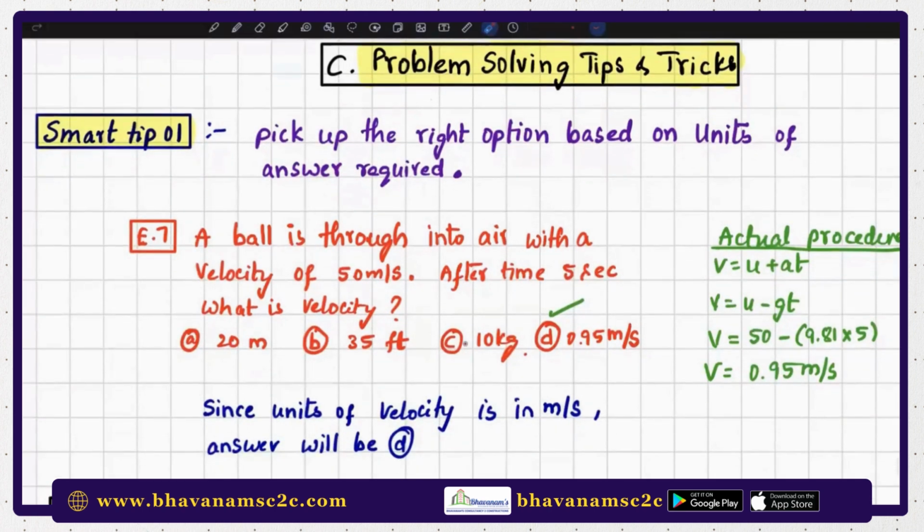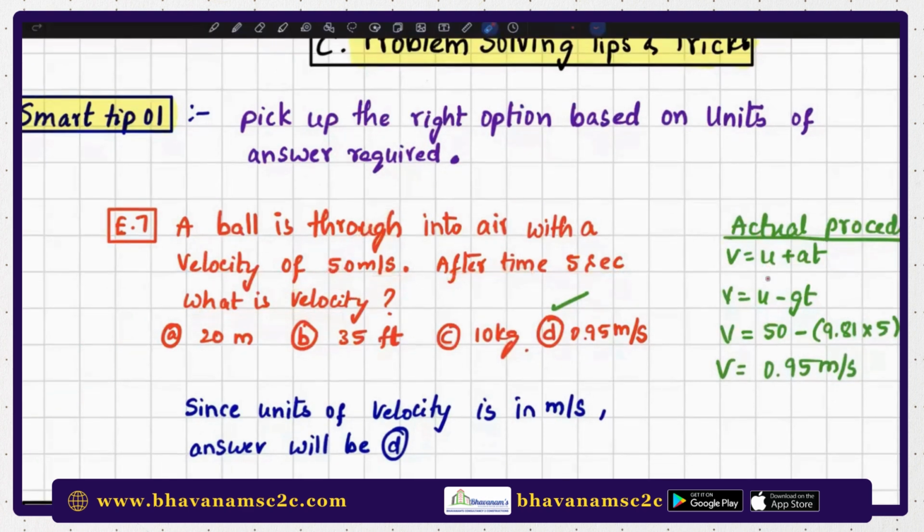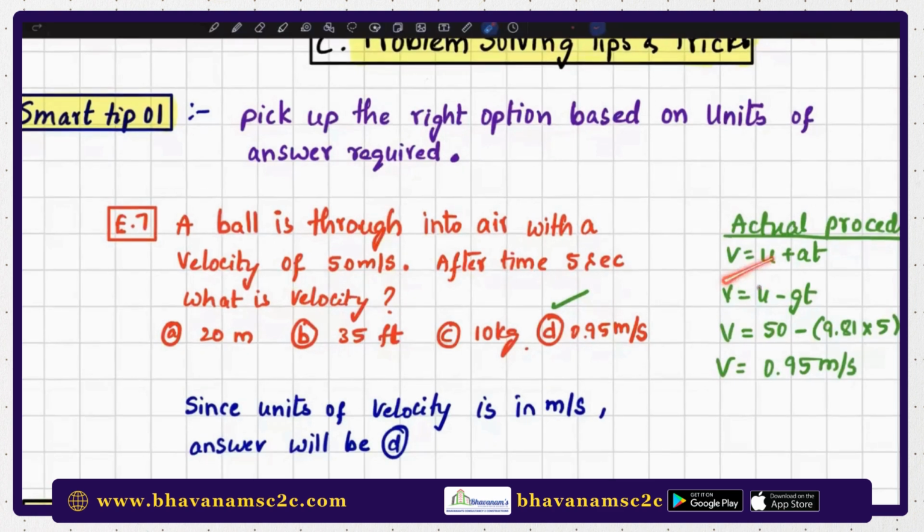For example, a ball is thrown into the air with a velocity of 50 meters per second. Suppose a guy is standing on the ground and he has thrown a ball into the air with an initial velocity of 50 meters per second. After 5 seconds, what is the velocity he has asked? This is a topic of dynamics, and the actual procedure is you have to use this equation, V equals U plus AT, and you have to replace A by minus g because it is against gravity. Then you will find the final answer as 0.95 meters per second. You will get it, not an issue.